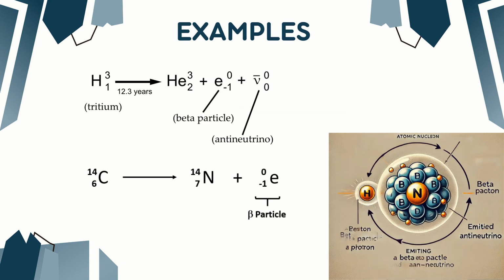Here the tritium consists of one proton and two neutrons. In beta minus decay, one neutron in the nucleus converts into a proton, emitting a beta particle, that is, a high energy electron. Since a neutron becomes a proton, the atomic number increases from 1 to 2, transforming tritium into helium-3.